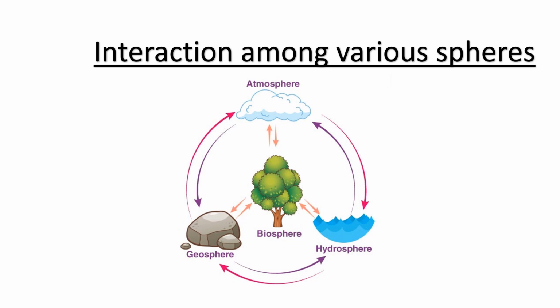This diagram here explains that each sphere of the ecosystem keeps on interacting with each other to maintain a balance of the ecosystem. A single sphere is not capable of its existence without interaction with the other spheres.